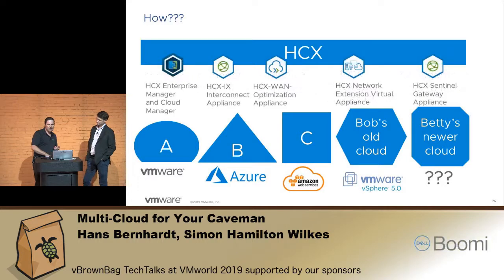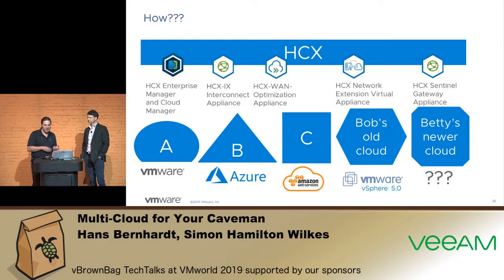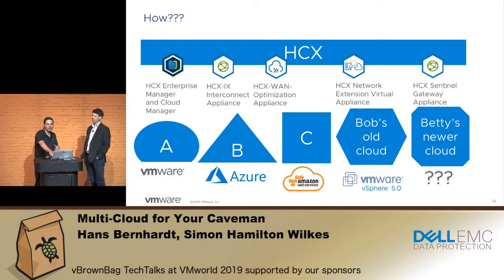So take it a step further, these are the names of the actual virtual appliances that meet these functions. The HDX Enterprise Manager and Cloud Manager to manage the entire environment, the Interconnection Appliance, the WAN Optimization Appliance, and then you have the HDX Network Extension Virtual Appliance, and then you finally have the HDX Sentinel Gateway Appliance, which again works with virtual machines that have agents inside of them to be able to move virtual machines that way. So that's the simplistic way of describing HDX as an abstraction layer above these different environments, these different clouds.